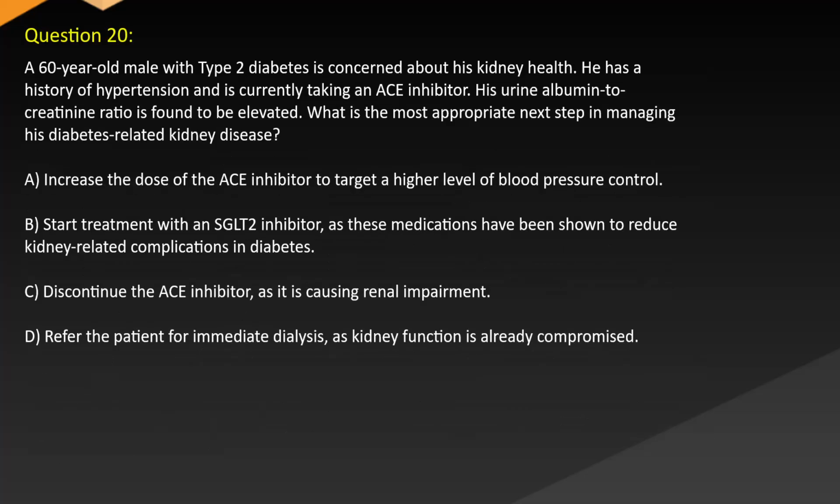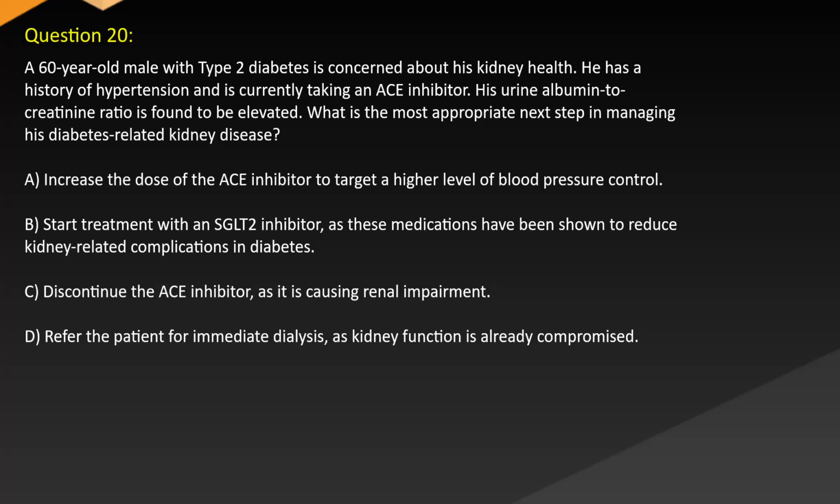Question 20. A 60-year-old male with type 2 diabetes is concerned about his kidney health. He has a history of hypertension and is currently taking an ACE inhibitor. His urine albumin to creatinine ratio is found to be elevated. What is the most appropriate next step in managing his diabetes-related kidney disease? A. Increase the dose of the ACE inhibitor to target a higher level of blood pressure control. B. Start treatment with an SGLT2 inhibitor, as these medications have been shown to reduce kidney-related complications in diabetes.